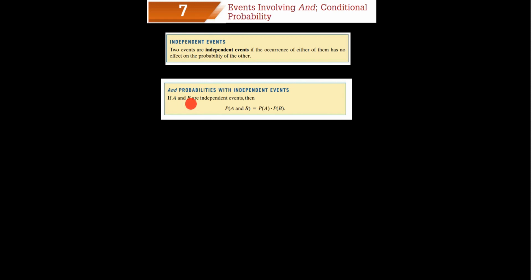So if A and B are independent events, then the probability of A and B is simply going to be the probability of A times the probability of B. That's basically the major part of this section. We're just multiplying probabilities.